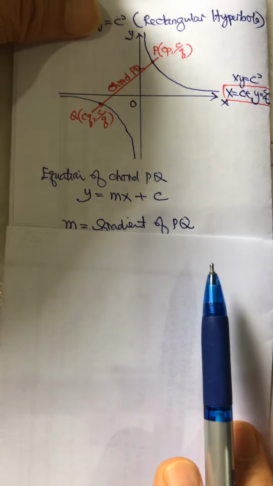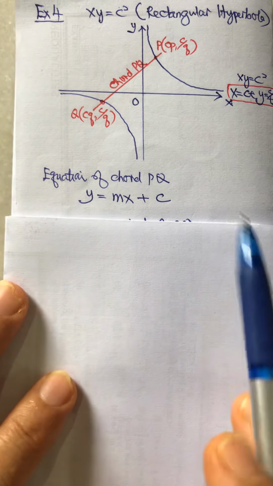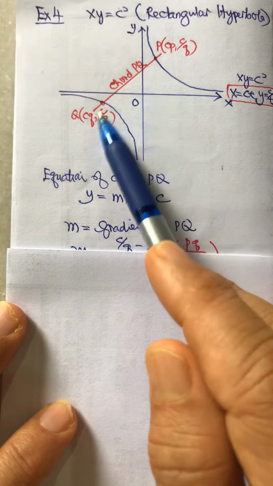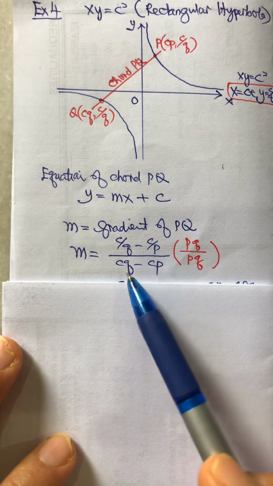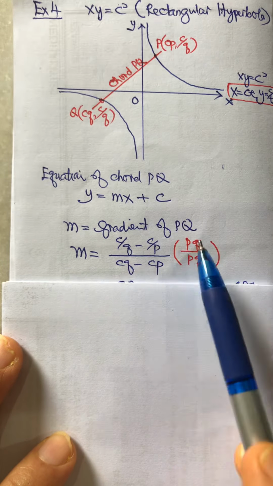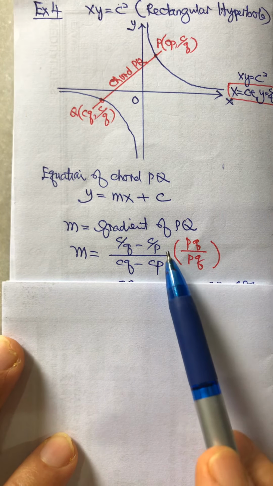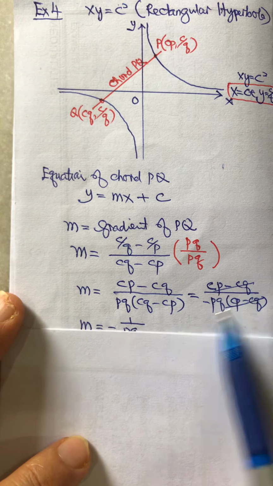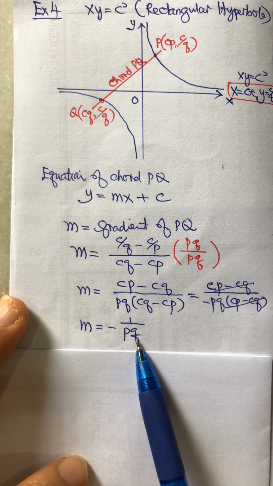So you know the equation of the chord should be y equal to mx plus c, is it? That is because the chord is a straight line. And then how do you find the m, the gradient? So you just use y2 minus y1 over x2 minus x1. So this one minus this one, over this minus this. And then you just multiply by pq, so that it is easier to solve. So you will get this, and then this one can cancel. Therefore, you get the gradient is this one.